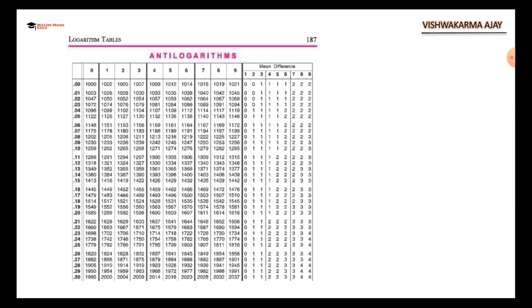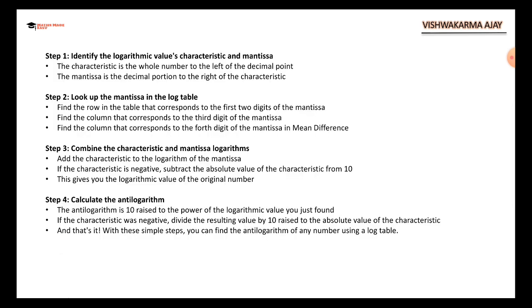Let's start. Okay, let's see how your antilog table will look. In the first column, there are the rows that we are always going to refer to. This first column is 0.00, 0.01, 0.02, 0.03. This is the row that we are going to refer to in all the columns. Then we have columns from 0 to 9, and then we have mean difference from 1 to 9. That's it. This is the structure of the antilogarithmic table. We'll see in the questions.